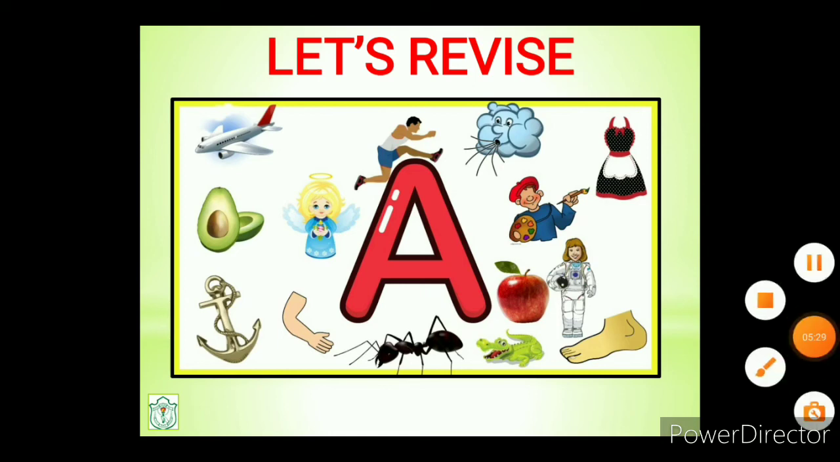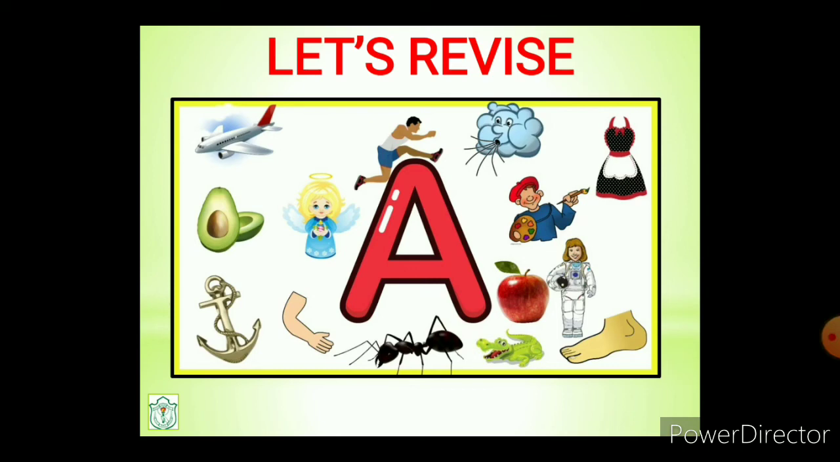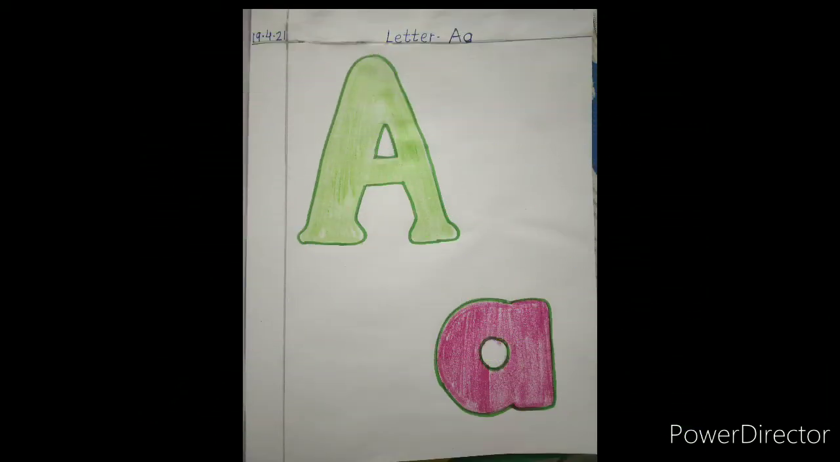Okay children, so we have seen the words which start with the letter A and have the sound eh. Okay, now let us see which activities we have taken in the notebook and in the workbook. Children, this is the page we have done. In that we have colored in capital A and small a.